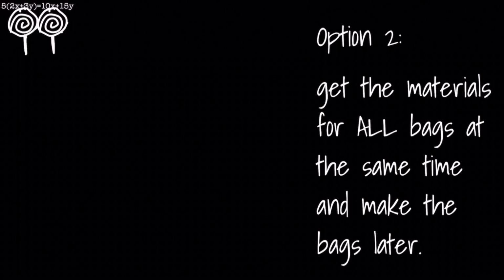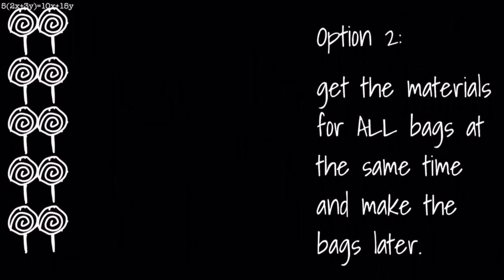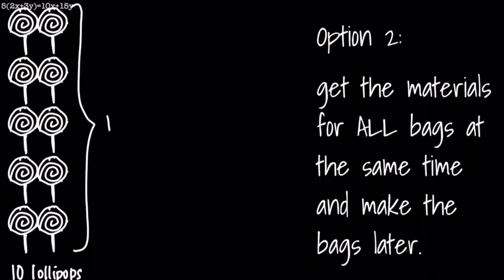You get the materials for all the bags at the same time and make the bags later. So there's 2 lollipops in 1 bag. So if you want to get all of the lollipops, then you would want to get more lollipops. So you're going to get 5 sets of 2, which means you have to get 10 lollipops up front. And because we represented lollipops with the letter X, we have 10X.